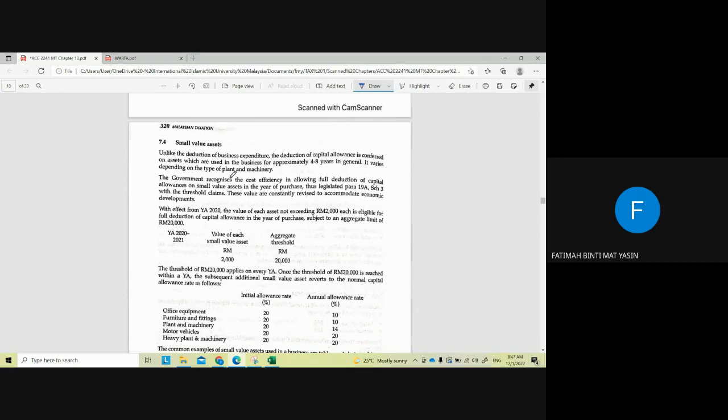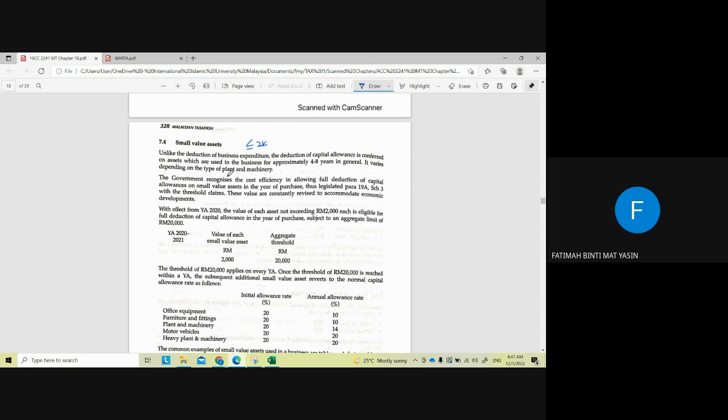7.4 is basically about small value assets. This is where the company purchases an asset and the value of the asset is less than or equal to 2,000 ringgit. The asset is used in the business, which means the company can claim capital allowance.